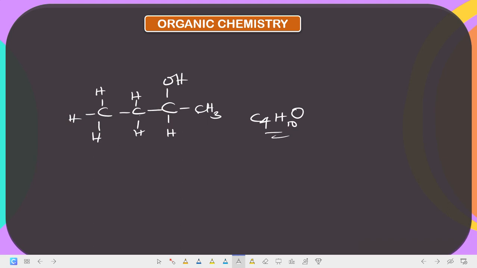So how do you name this compound? If you want to name this compound, you start your naming from here. Here is 1, 2, 3, 4. And then you call this compound 2-butanol. You can say that this is a secondary alcohol.